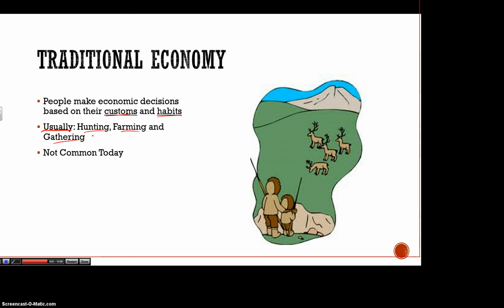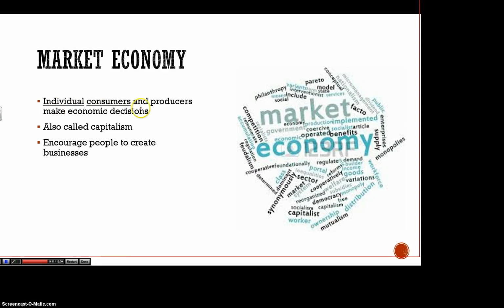The second type is market economy. Market economies usually have individual consumers and producers making economic decisions. This is the purest form of our supply and demand chart. So, what this is also called is capitalism. And in capitalism, or market economies, we encourage people to create businesses.